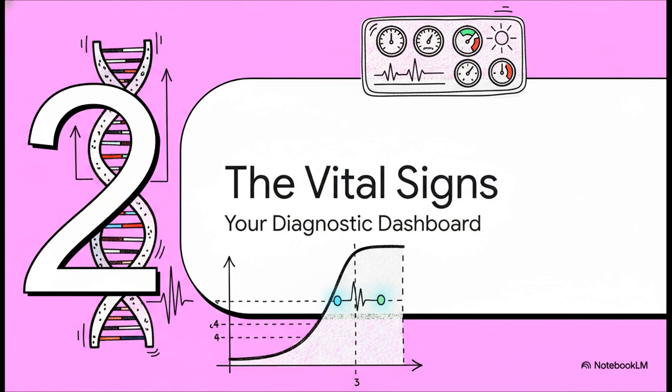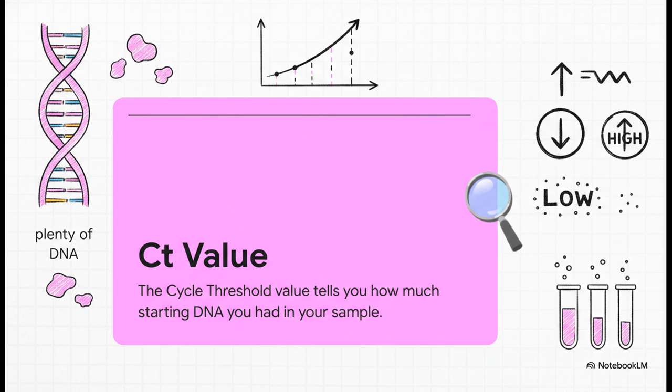Okay, so before you even think about looking at the final DNA profile, your very first step is to check the patient's vital signs. These are the hard numbers from your real-time PCR run. This is your diagnostic dashboard, and honestly, it tells you pretty much everything you need to know. First up is the CT value, or cycle threshold. Put simply, this just tells you how much DNA you started with.